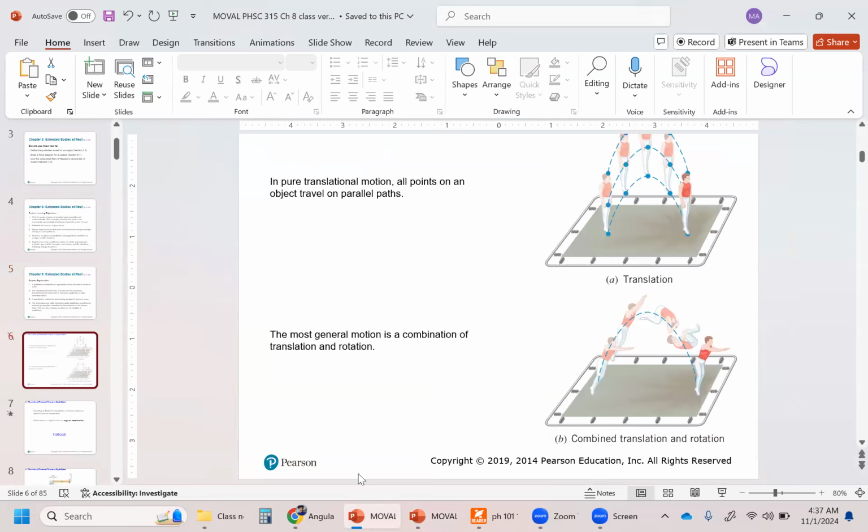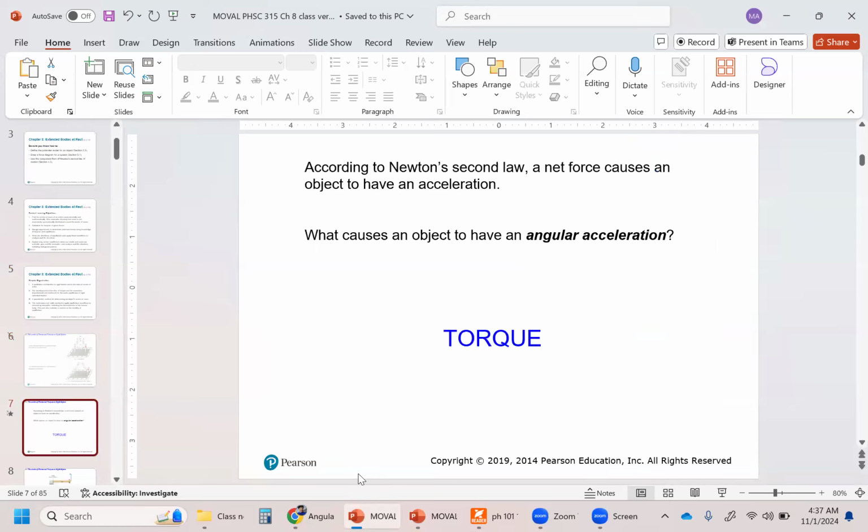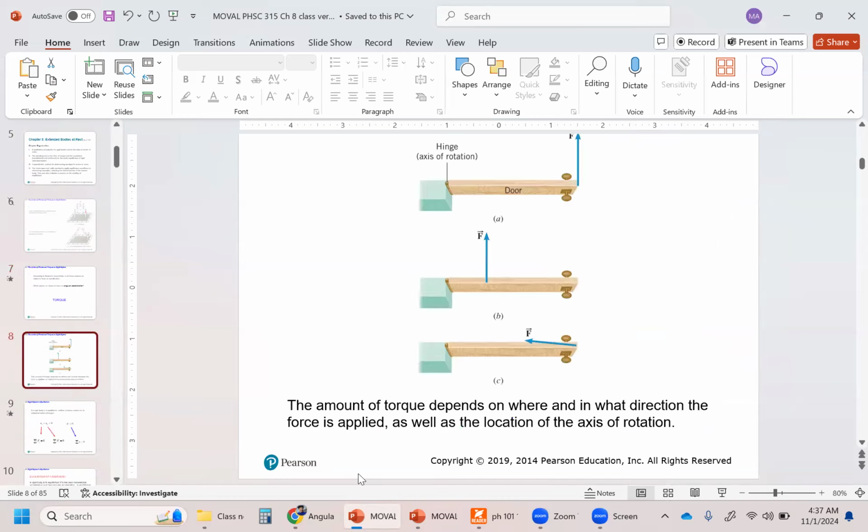So in pure translation motion, all points on an object travel on a parallel path. The most general motion is a combination of translation and rotation. Now, what causes an object to have an angular acceleration? Torque. And the amount of torque depends on where and in what direction the force is applied. And again, if the force was applied and you have a rotation going counterclockwise, it's going to be positive. If you go clockwise, it's going to be negative.